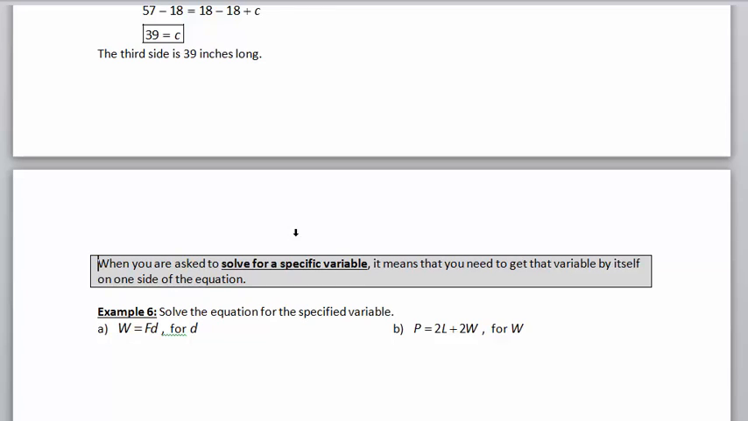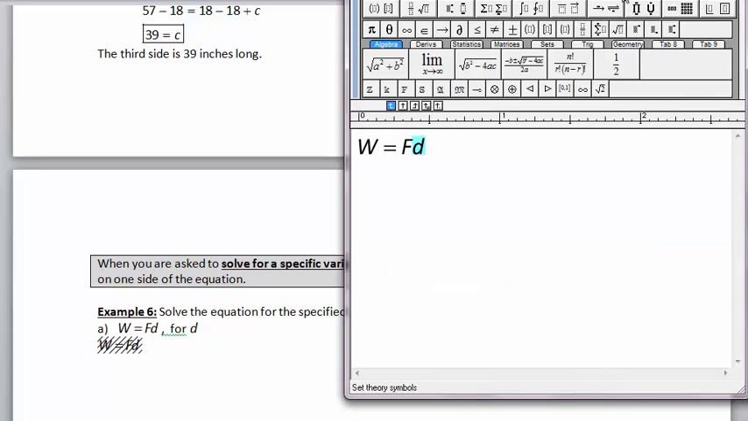When you're asked to solve for a specific variable, it means to get that variable by itself on one side of the equation. If my equation is w equals fd and I want to solve for d, it means get d by itself. So to get d by itself, I need to get rid of the f. So we're going to need to divide, since division is the opposite of multiplication, both sides of the equation by f.